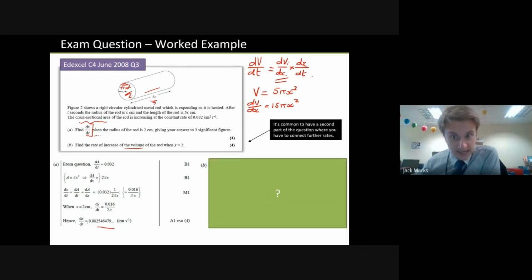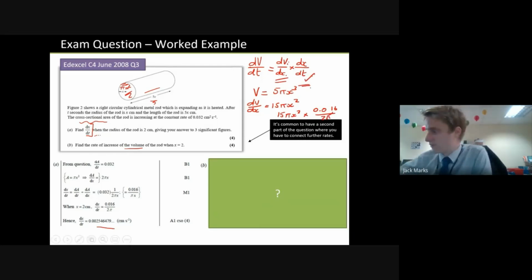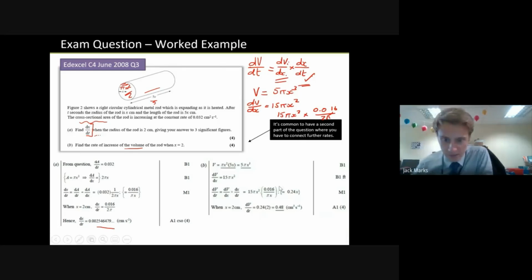And dx dt, we found out already in this format, actually. So I suppose we could write 15 pi x squared multiplied by, and I would use this exact form here because it's going to be more accurate. Okay, that was this one. And if we do that, we get an answer for that one.